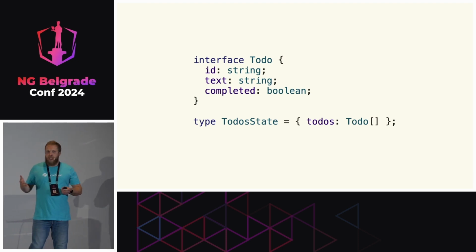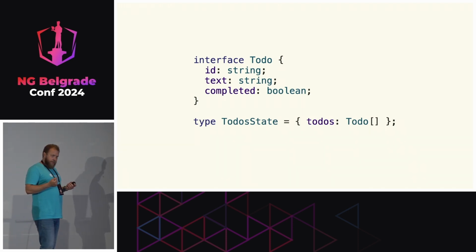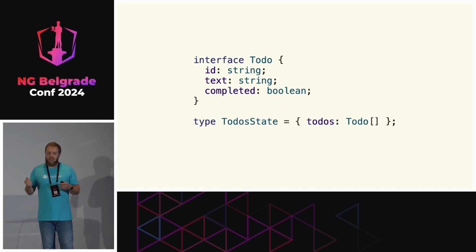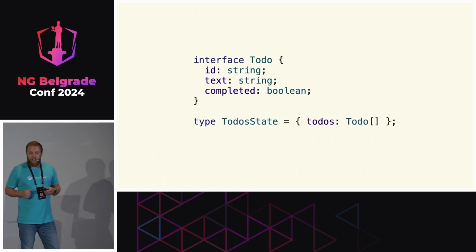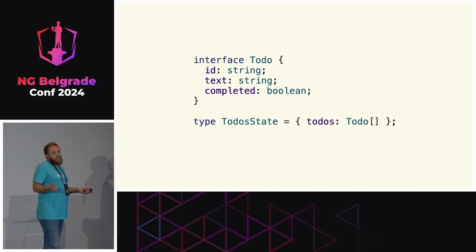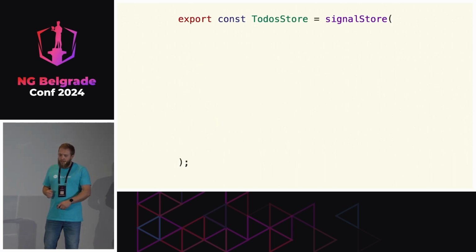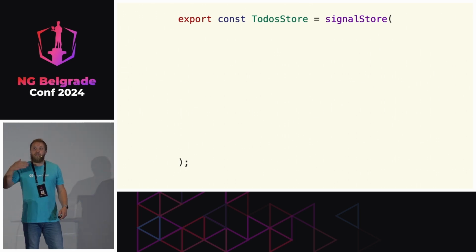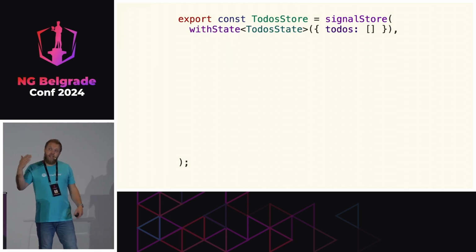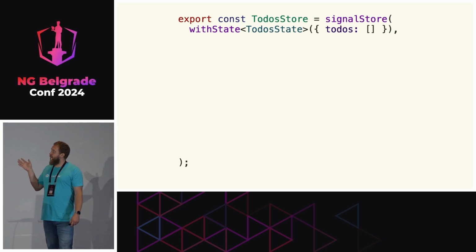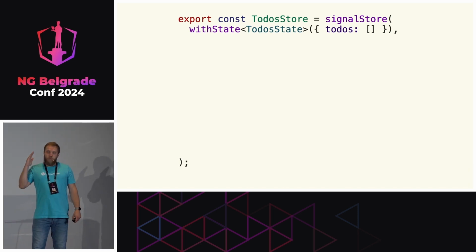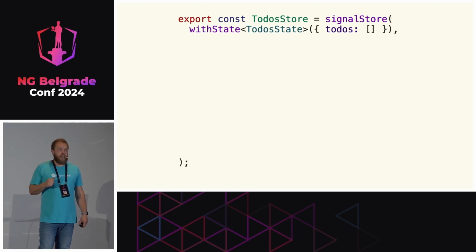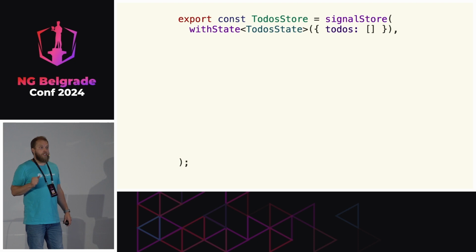So let's take a very simple example and understand what SignalStore is. Imagine we have a to-do application, some interface with ID, text, completed or not. And a to-do state, that will be basically an array of those to-dos. So how would we create SignalStore? Well, first of all, we have some state, right? And that state is this to-dos. And we initialize it with an empty to-do array. So withState is a special function that comes from the NgRx signals package that allows us to create that initial state.